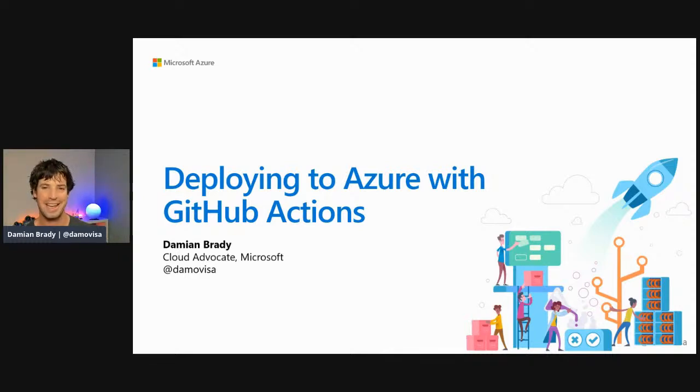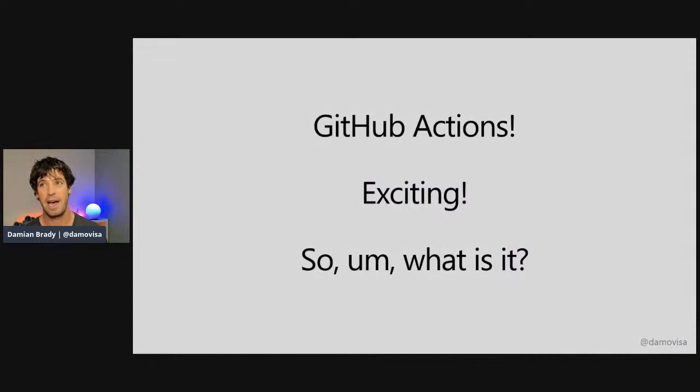I'm going to talk today about deploying to Azure with GitHub Actions, and there's a lot of directions that I could go with GitHub Actions, but I'm going to focus on Azure for sure. I think it's beneficial at the start to talk a little bit about Actions, what it does, how it works, how you can use it, and then focus in on how you can use it for Azure. So GitHub Actions, very exciting stuff. What is it though, and how can you use it?